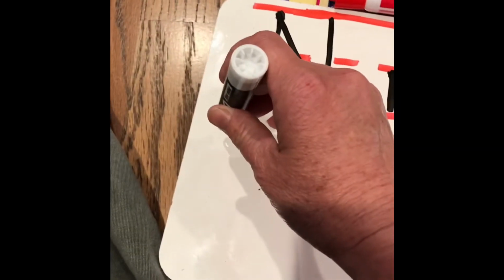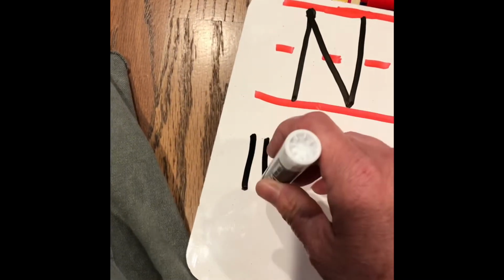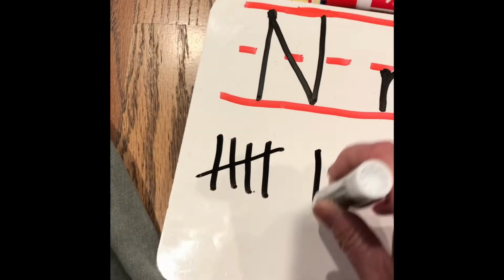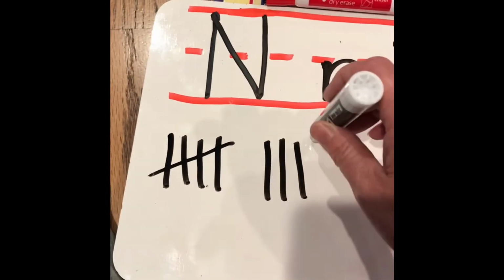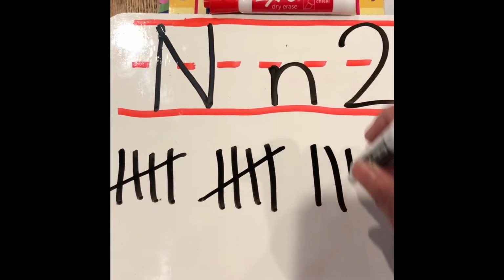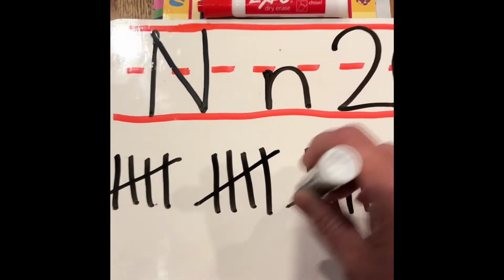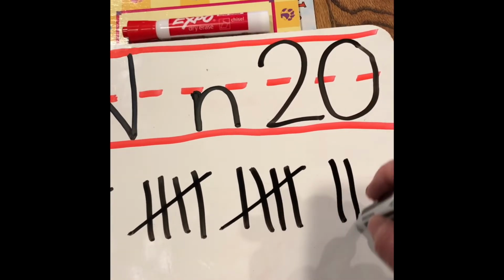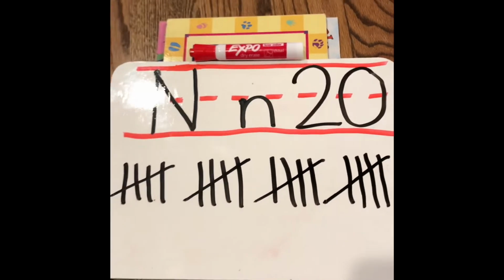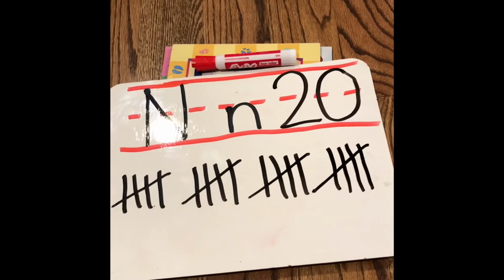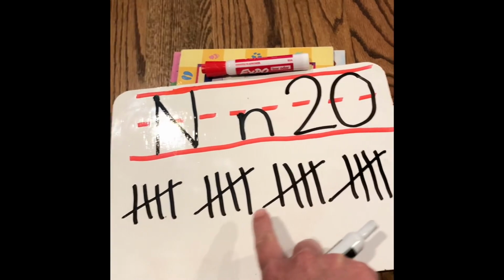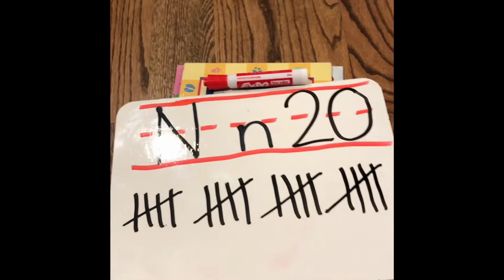Count with me. 1, 2, 3, 4, 5, 6, 7, 8, 9, 10, 11, 12, 13, 14, 15, 16, 17, 18, 19, 20. How many groups of 5 do you see there? Let's count. 1, 2, 3, 4. There are 4 groups of 5.